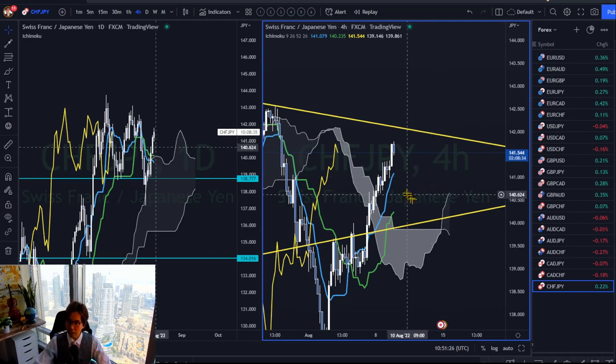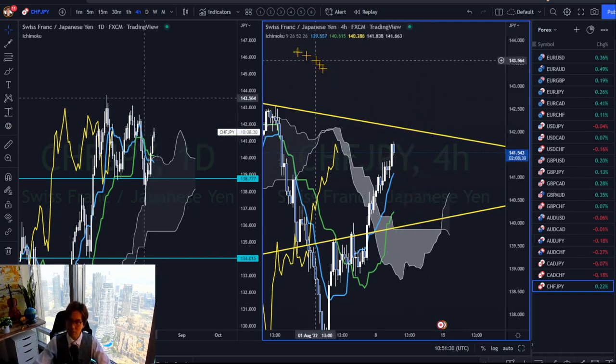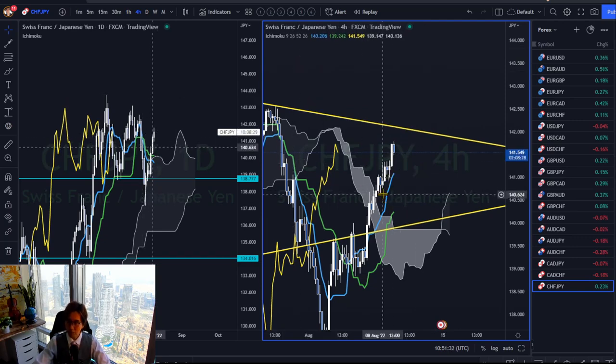So let's say 1 hour is flat and 30 is flat on this Swiss franc JPY, but 4 hours is up. So right now 1 or 30 is flat, so I skip and I leave the chart for maybe a couple of hours, maybe 2 hours to 4 hours. I leave the chart and come back.